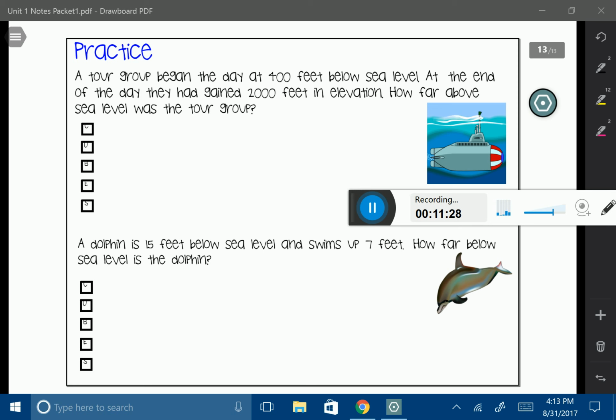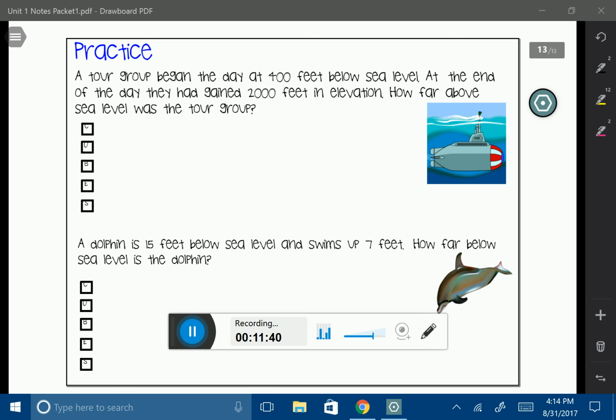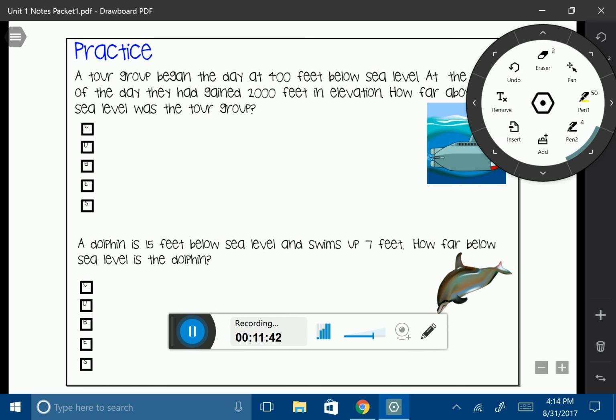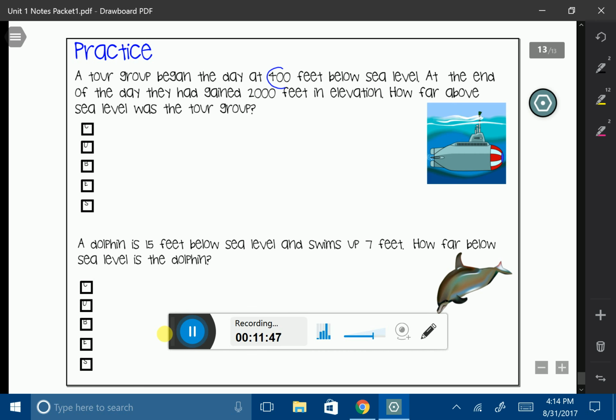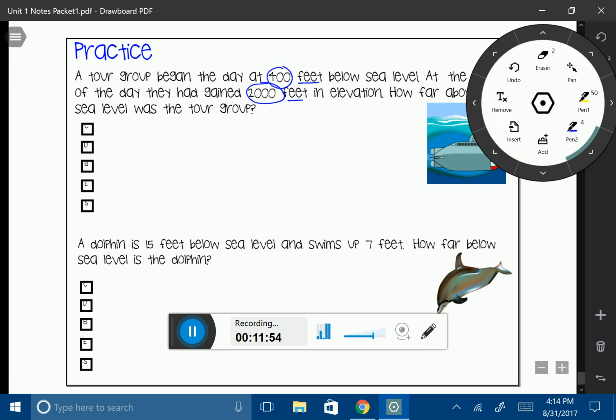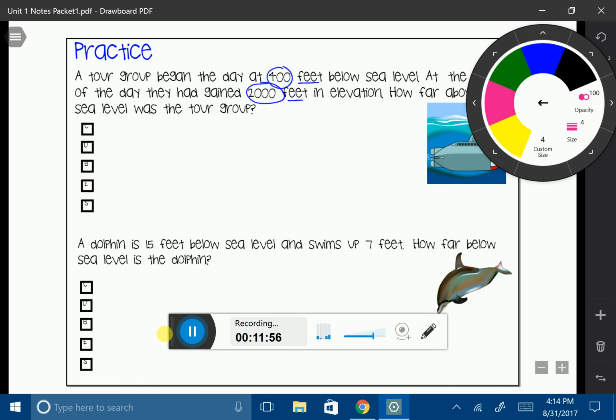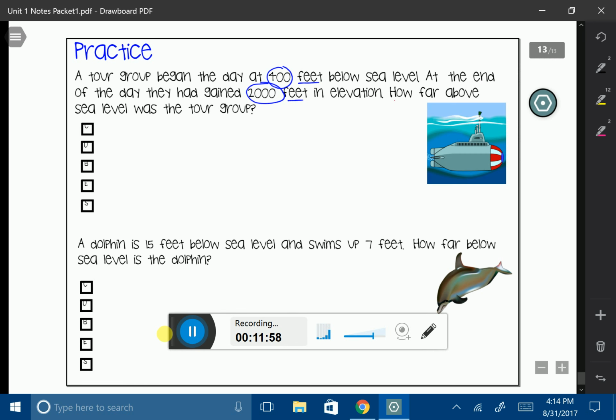Okay, number 1, a tour group began the day at 400 feet below sea level. At the end of the day, they had gained 2,000 feet in elevation. How far above sea level was the tour group? So the first thing I'm going to do is circle my numbers. 400 feet, and 2,000 feet. Those are my numbers. I'm going to underline my question. My question is, how far above sea level was the tour group?